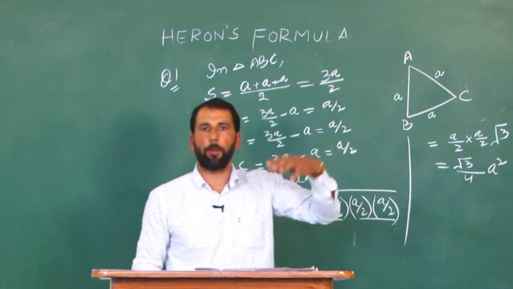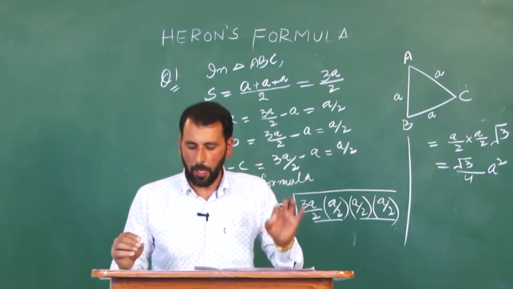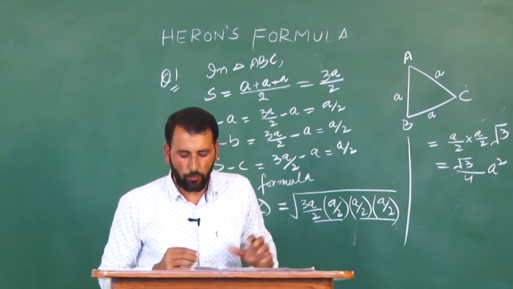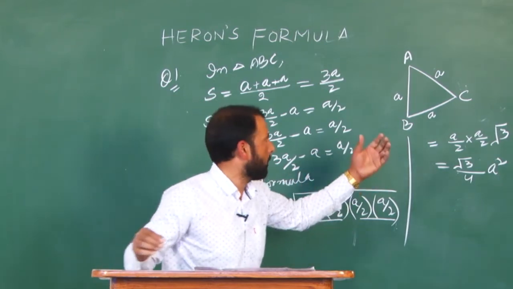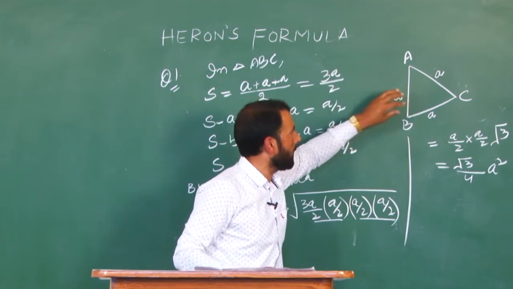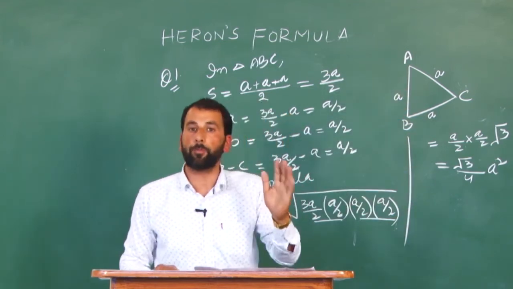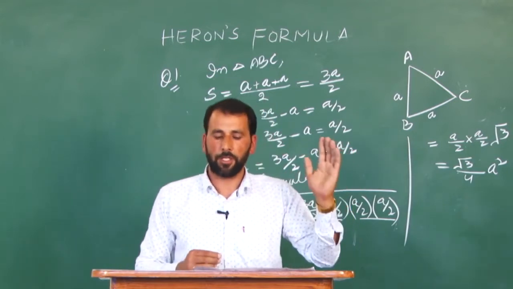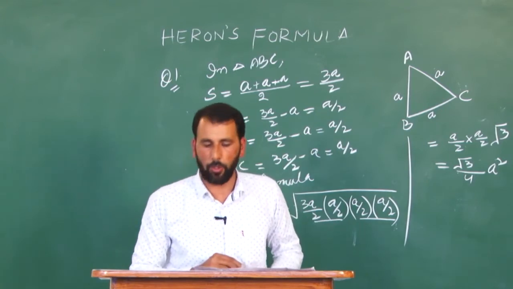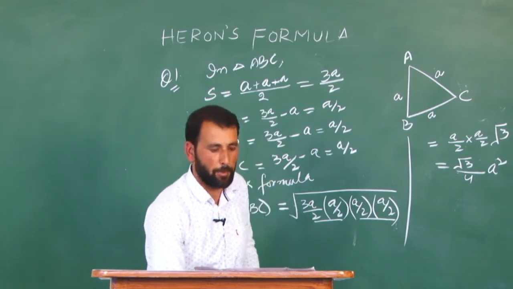Now switch to the second part of this question. If the perimeter is 180 centimeter, what will be the area of this signal board? Now the second part of this question is the perimeter of this triangle is given. What is perimeter? Perimeter means sum of all sides. The sum of all sides is given here, that equals 180 centimeter.